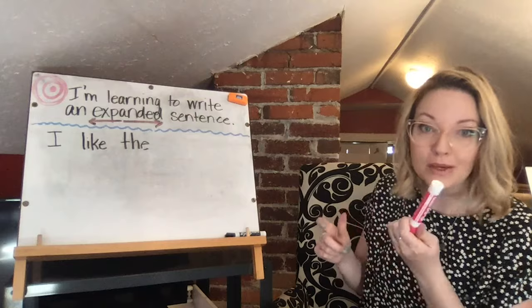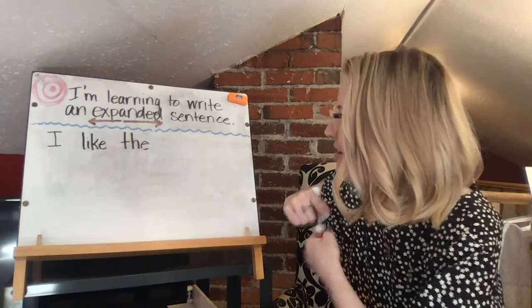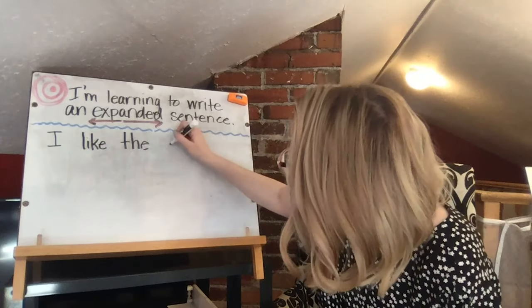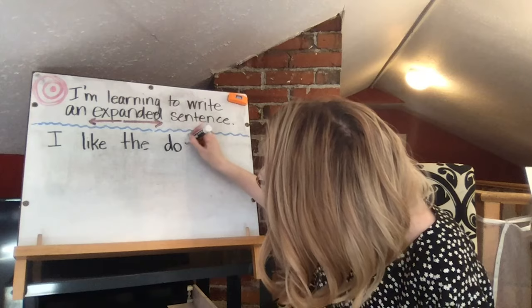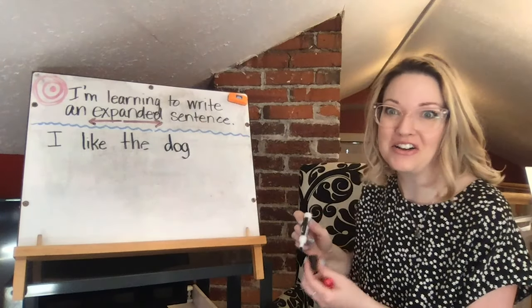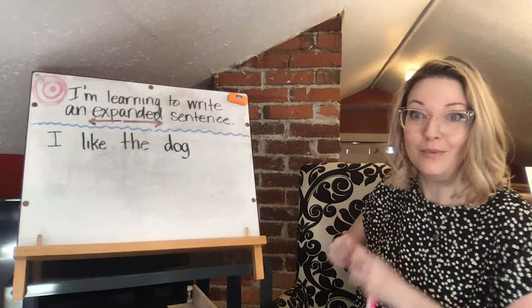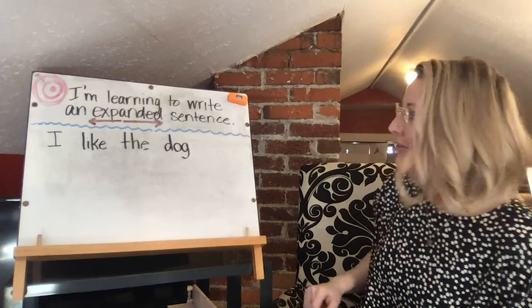All right, we don't want to use pink. We want to use black. I like the dog. Here we go. D-o-g. Dog. Thank you for helping me sound out that word dog. Sometimes I forget, even though it's a sight word that we should know in a snap. That just happens to be one of the ones we can sound out.